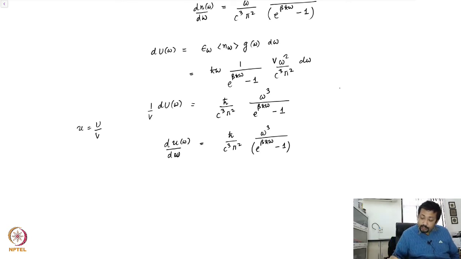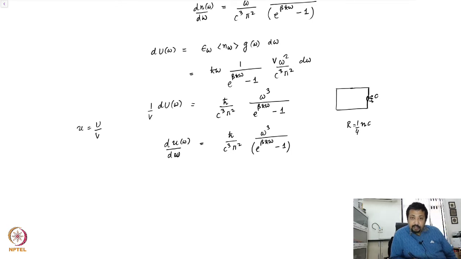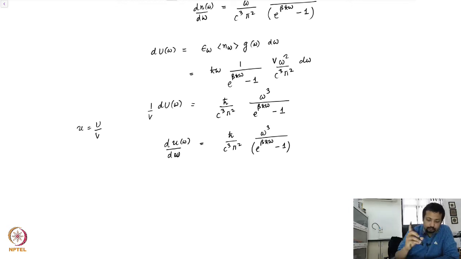Now one has to go back to the original problem and look at this: I have a box which is filled with photons and I have a tiny tiny hole here from which the photons emerge. So I want to know the flux, and if these photons move with a velocity c, the flux is going to be 1/4 n times c, where it is understood that this is going to be n omega. So now this is the energy density. If you want to ask what is the amount of energy contained within a frequency interval omega and omega plus d omega, the answer would be du d omega times d omega. And similarly, the number of oscillators you have within the frequency interval omega and omega plus d omega is dn d omega times d omega.